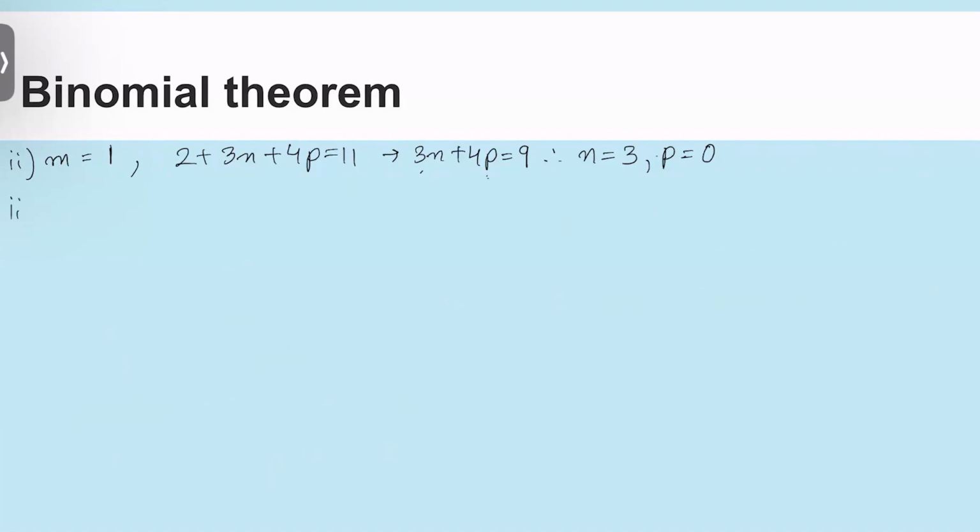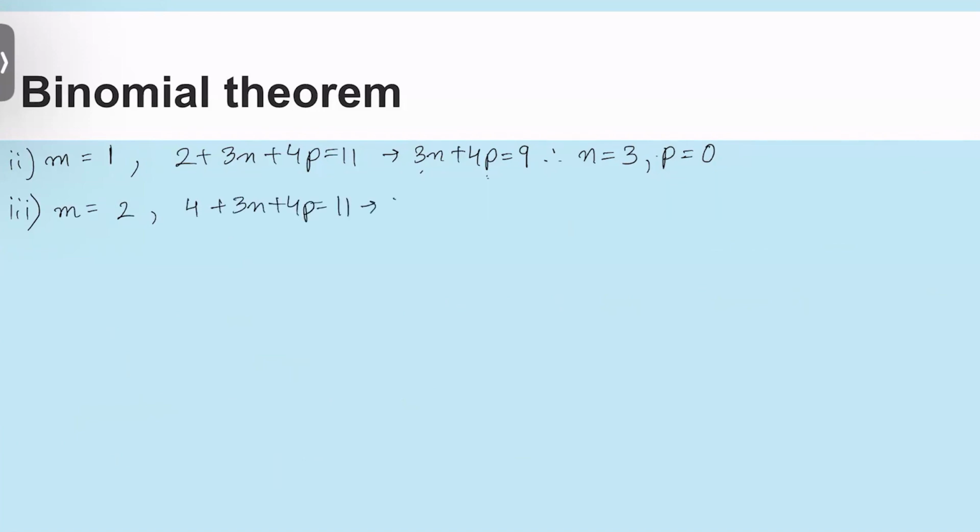Now, if we take the third one, say if your m is equal to 2, now when your m is equal to 2, what you have is 4 plus 3n plus 4p equals 11.